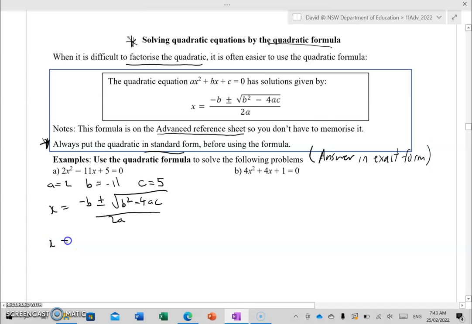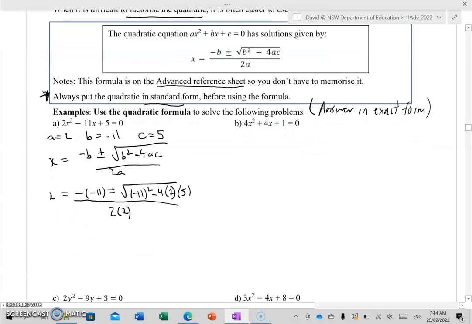And then I substitute, and you'll notice when I substitute in, I chuck everything in brackets, okay? I'm a big fan of brackets for when we use the quadratic formula. So minus 4, a is 2, c is 5. Just going to fix that up, it doesn't look right. Over 2a, so 2 times 2. So I chuck everything in brackets, and then we simplify, okay?